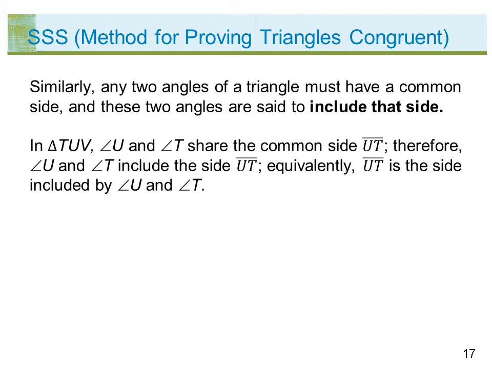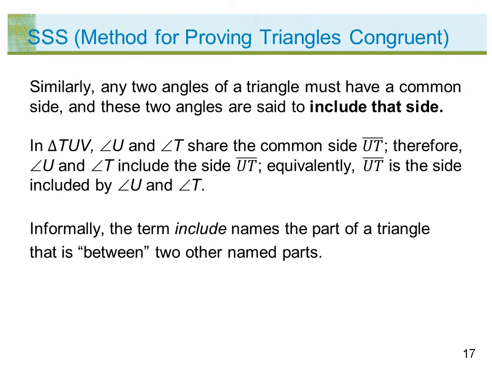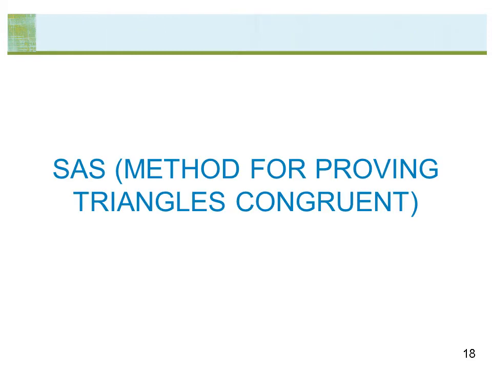Therefore, angle U and angle T include the side, line segment UT. Equivalently, line segment UT is the side included by angle U and angle T. Informally, the term include names the part of a triangle that is between two other named parts.